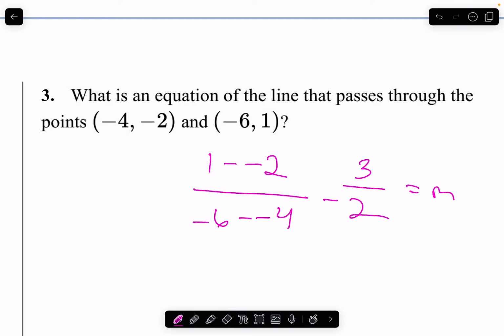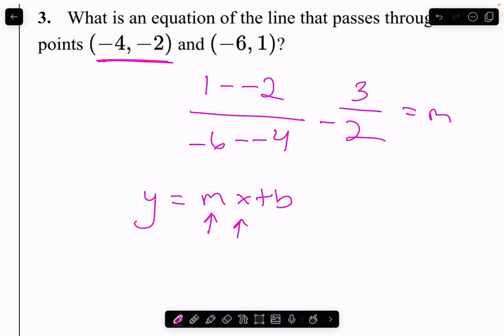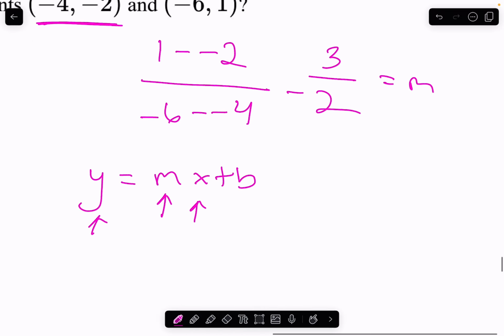Now, for the b value, they did not blatantly give us the y-intercept here. So there's a couple of different ways we can go about this. Honestly, what I recommend doing is we're going to use y equals mx plus b. And we're going to plug in for m, because we know what m is. And then we're just going to pick one of these points and plug in for x and y. And then we can solve for b from there. All right. So let's see.